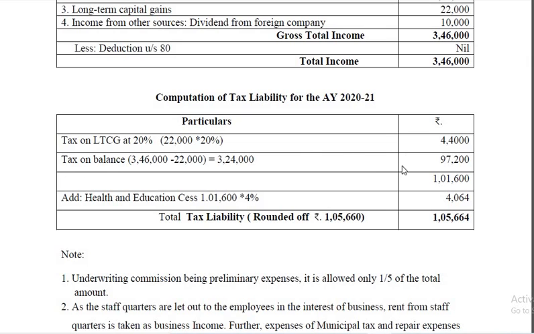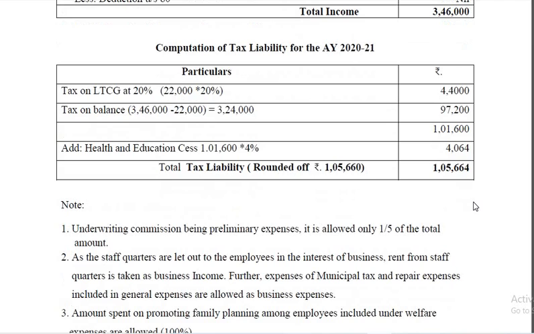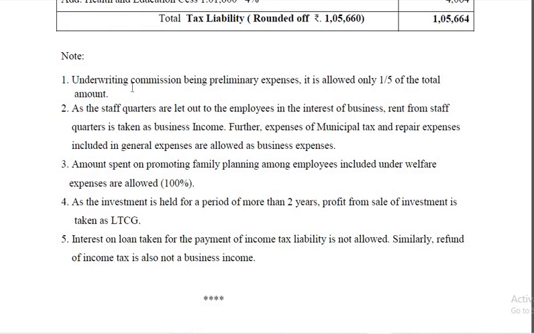On the total of tax plus surcharge, you have to calculate health and education cess at the rate of 4%. So it is 4,064. As a result, total tax is 1,05,664, which is rounded off to the nearest 10. Therefore, 1,05,660.